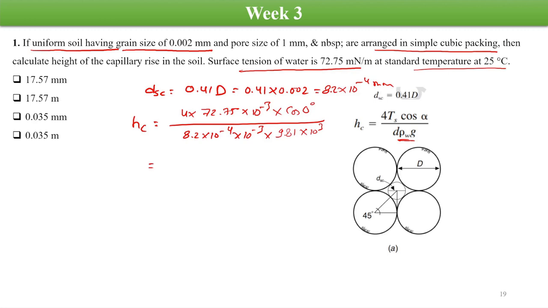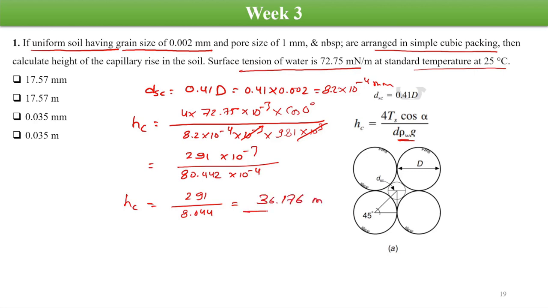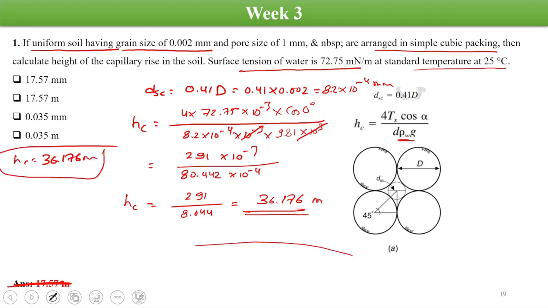So we'll convert into Newton per meter cube. If we solve this, that's going to be 4 into 72.75, so 291 into 10 to the power minus 3, divided by 8.2 into 9.81, which is 8.044 into 10 to the power minus 4. If we further solve this, that's 291 upon 8.044. So the height of capillary rise is going to be 36.176 meter. Okay. Here none of the options have this value, but the height is going to be 36.176 meter.